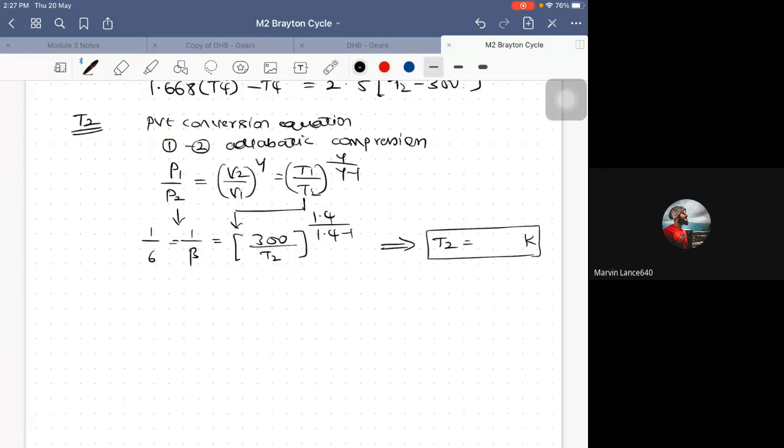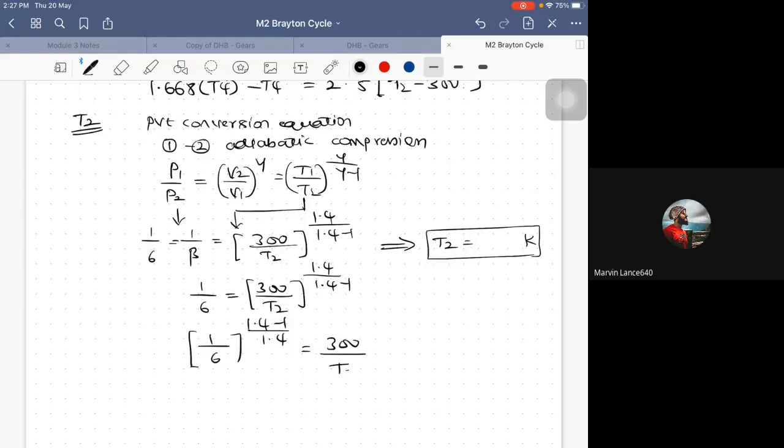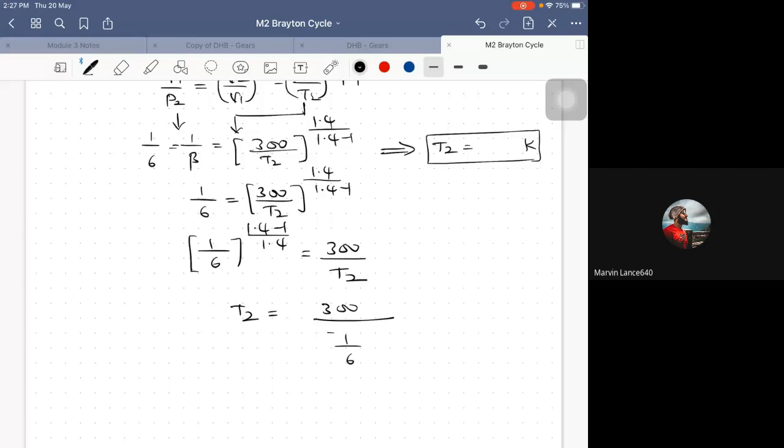I will solve this for you. It is 1 by 6 equal to 300 divided by T2 whole to the power of 1.4 divided by 1.4 minus 1. Transfer the powers to the other side, it would be the reciprocal. It is 1 by 6 whole to the power of 1.4 minus 1 divided by 1.4, that is equal to 300 divided by T2. Now, cross multiply: T2 is equal to 300 divided by 1 by 6 whole to the power of 1.4 minus 1 divided by 1.4. Now, what is the value of T2? 500.